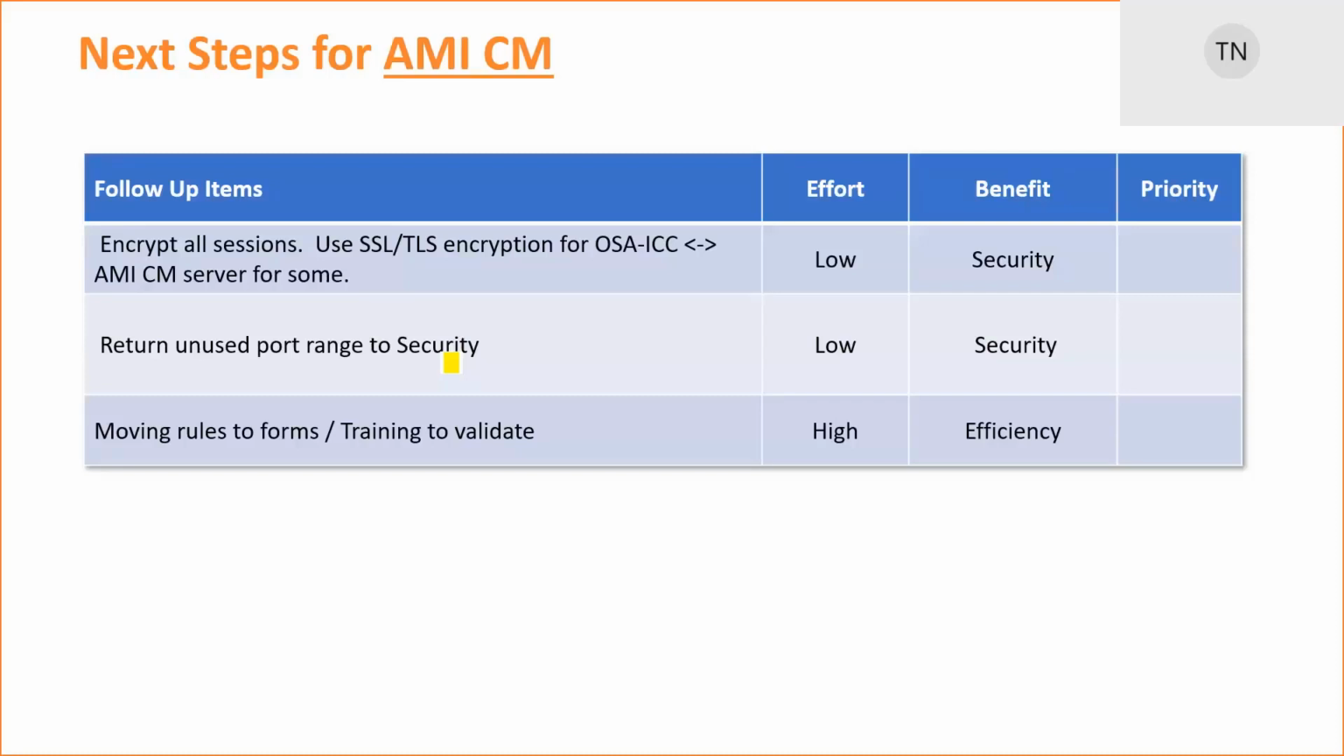Again, I talked about how we think that they should use the full encryption capabilities. They can return those unused port ranges to security, and then move rules to forms. They deemed the encryption as the highest priority, and that's understandable. They want to return the unused port range to security, and then honestly, they really weren't that interested in moving rules to forms. You can see here that the effort level is high on this third one.